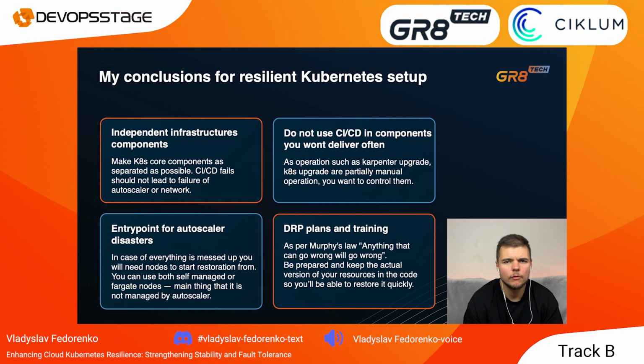So let's go to the conclusions for my resilient Kubernetes setup. The first thing we did: independent infrastructure components. We deploy all our components separately. Karpenter, Cilium, Flux are separate parts deployed with Terraform code, together with Kubernetes add-ons. So we don't depend on our CI/CD to deploy our infrastructure. We use CI/CD only to deliver apps and app Helm releases.